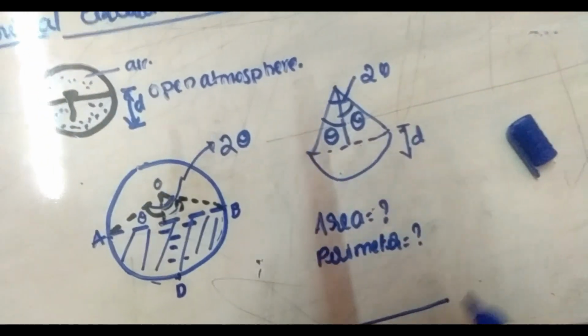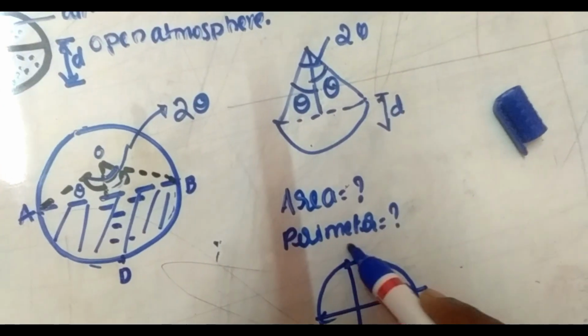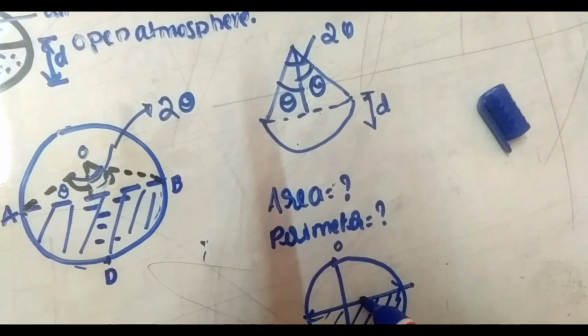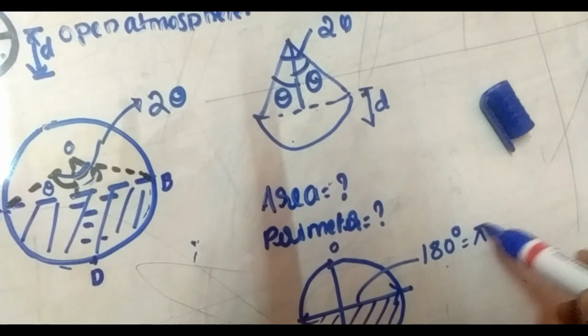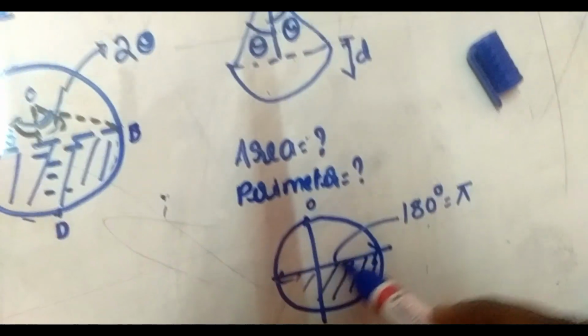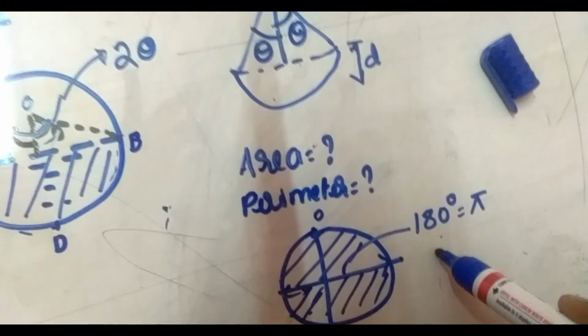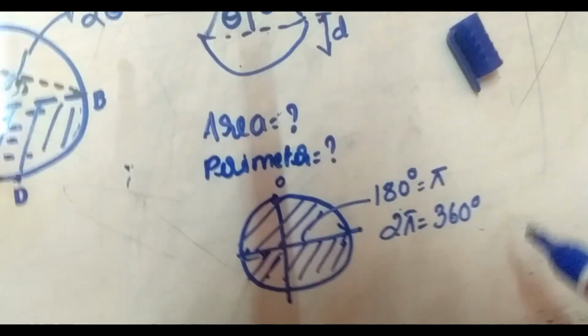Considering half of the circle, this part is 0 and this part is 180 degrees, so we can say that is pi. The whole circle is 2 into pi, which is 360 degrees, as we all know.